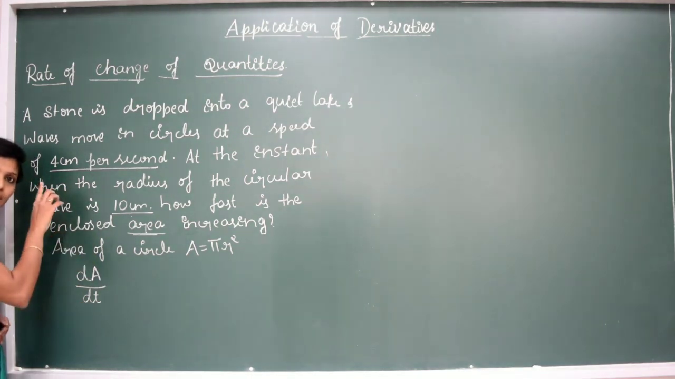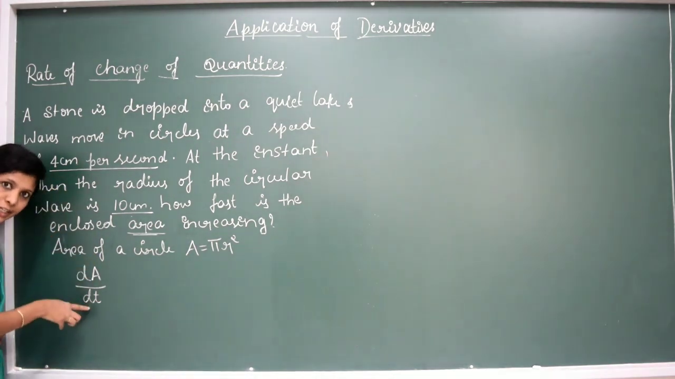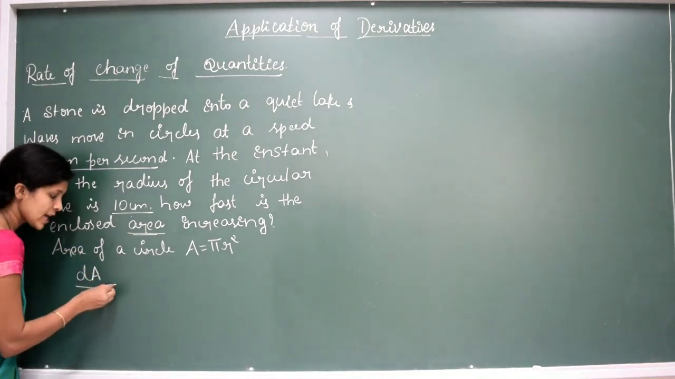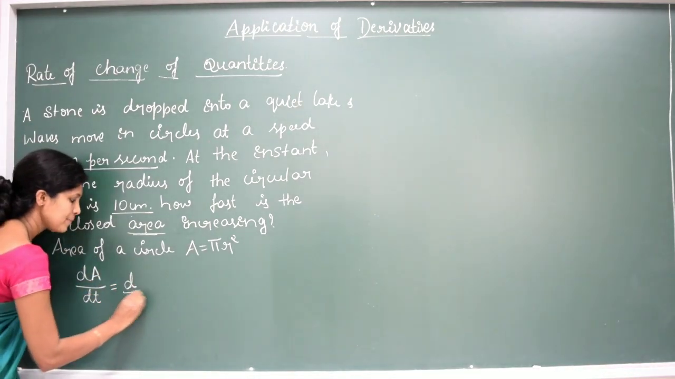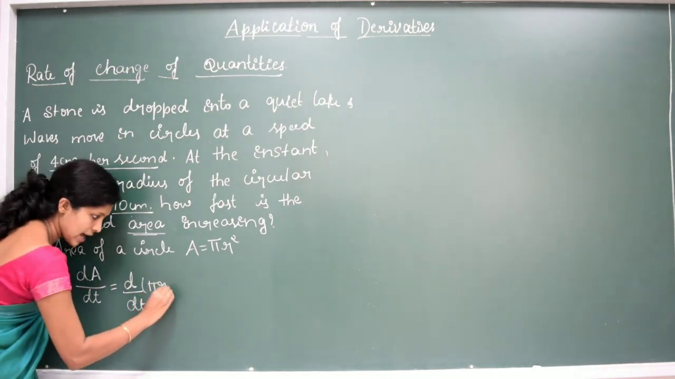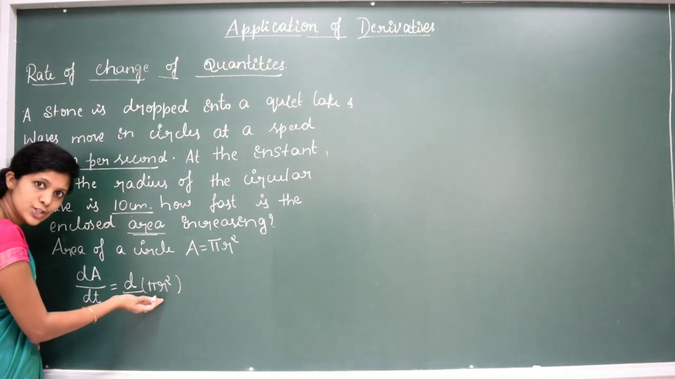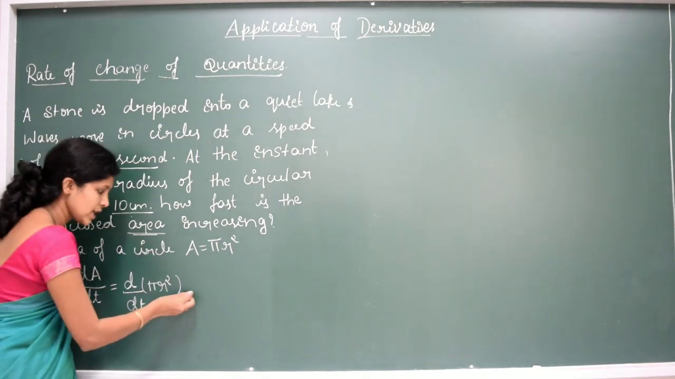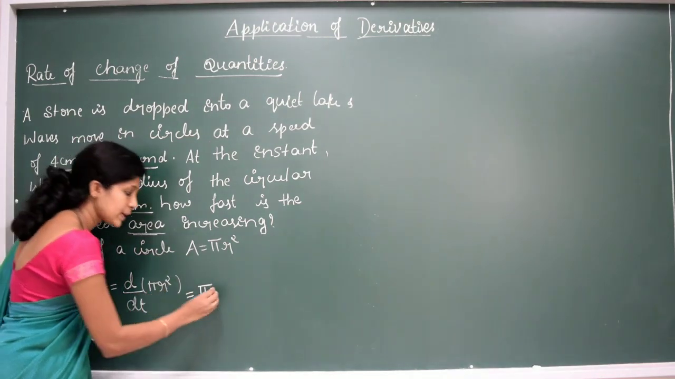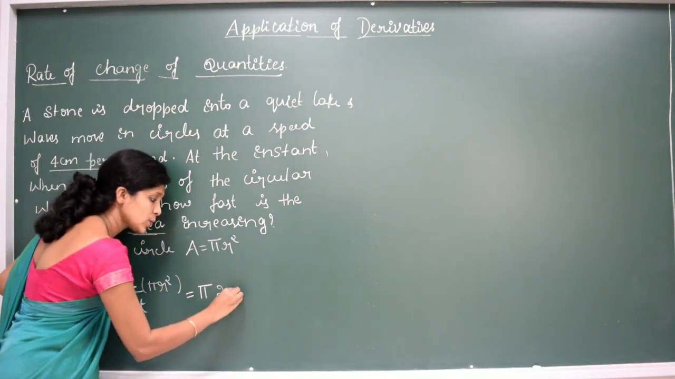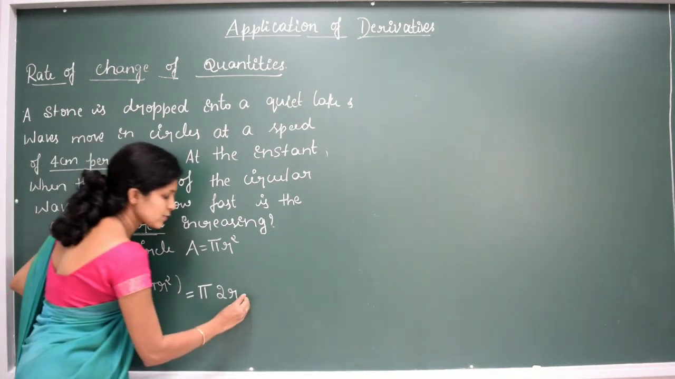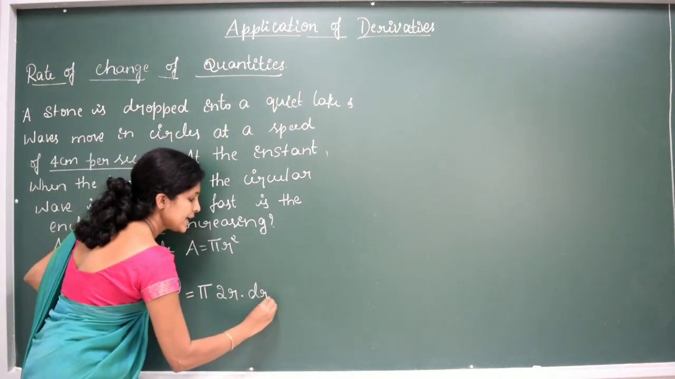In the previous circle problem it was with respect to the radius, but here it is with respect to the time. So dA/dt is equal to d/dt of A, and A is πr². Now we need to differentiate this function with respect to t. So this is equal to π times the derivative of r², which is 2r, but since you are differentiating the function r with respect to t, this will be dr/dt.